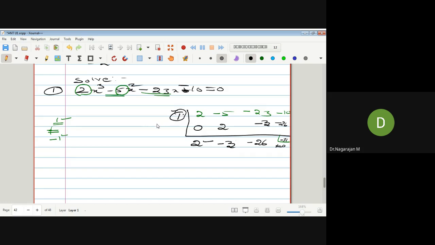Now we consider -1. Once again write the same coefficient terms: 2, -5, -23, -10. Then write -1 here. Same process, put 0 here. Then 2 plus 0 is 2. Then 2 into -1 is -2. -5 minus 2 is -7. -1 into -7 is +7, and I put +7 here.